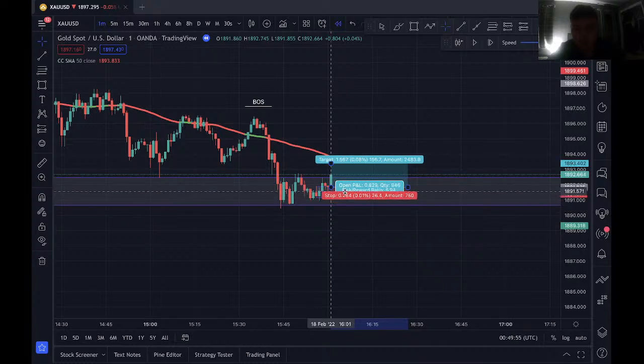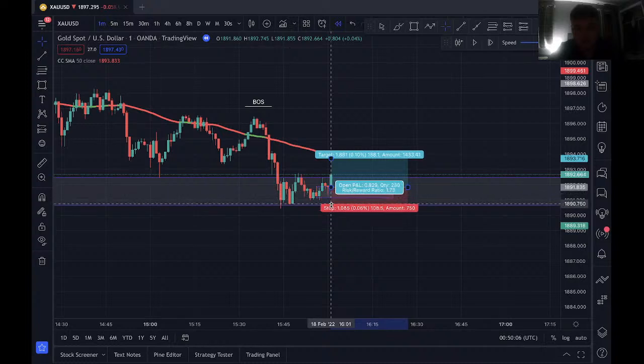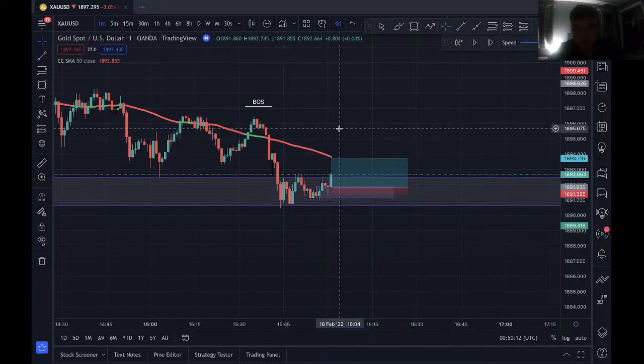For me, I kept it very tight, about 25 pips. First take profit could be there for a 7 risk to reward, wherever your stop loss is. It might be a 2.6, it might be a 1, so it just depends. My stop loss was just around here, for 45 pips.